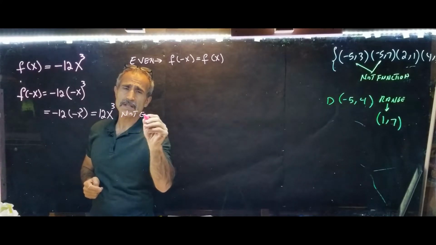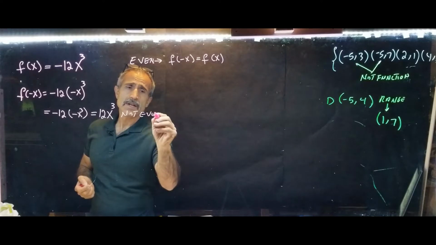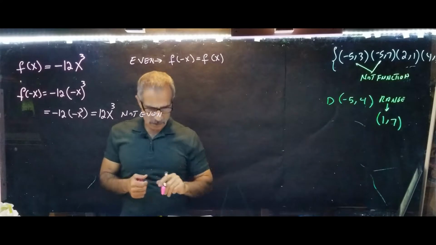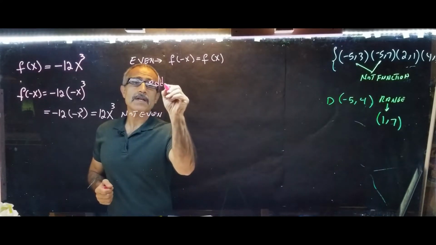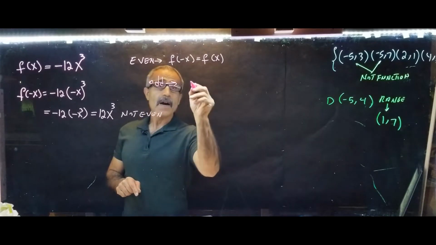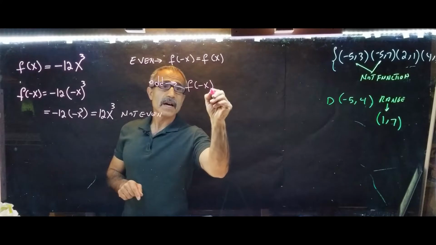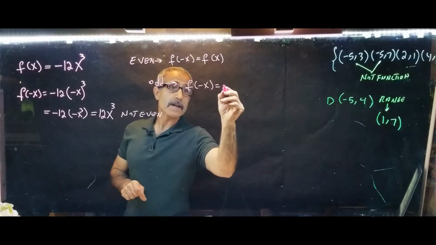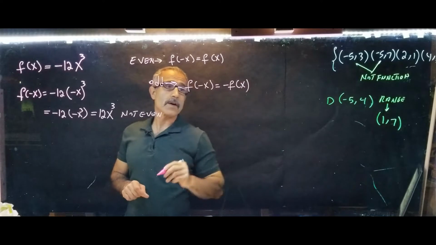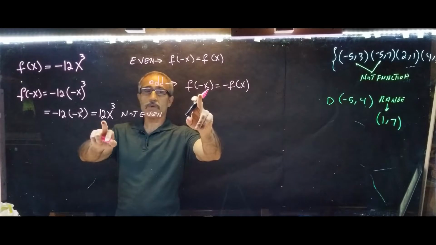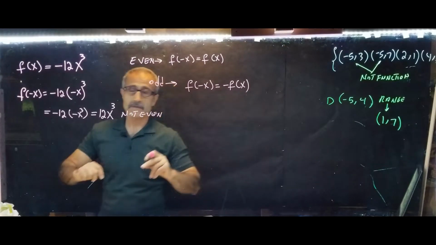Okay, so we know it's not even. But that's not what they asked me. They want to know if it's even or odd. Let's find out what odd is going to do. For a function to be odd, it should follow this rule: f of -x should come out to minus f of x. We already have f of -x because it came out to 12x cubed. So let's find out what minus f of x comes out to.